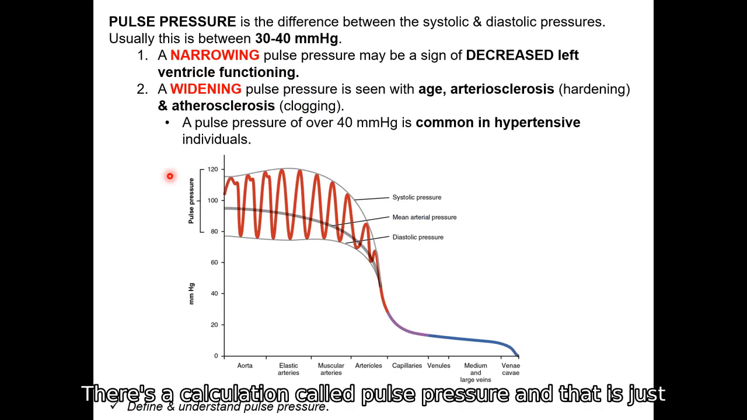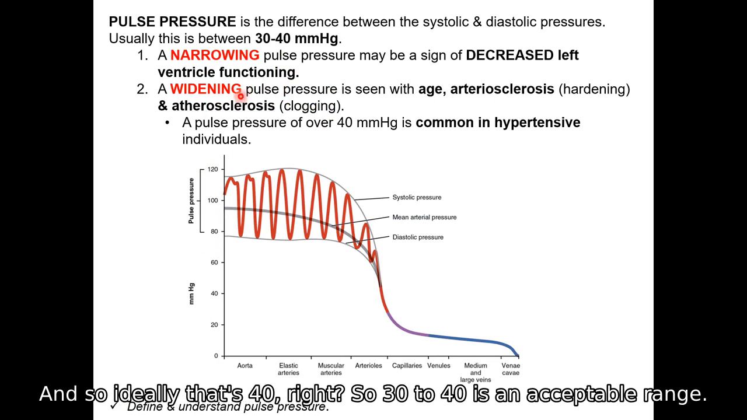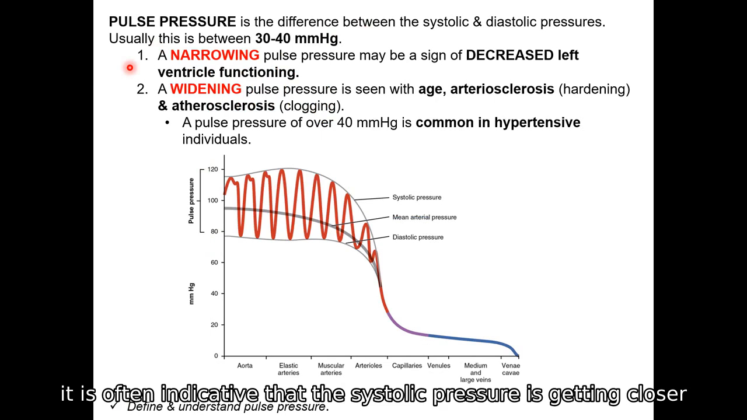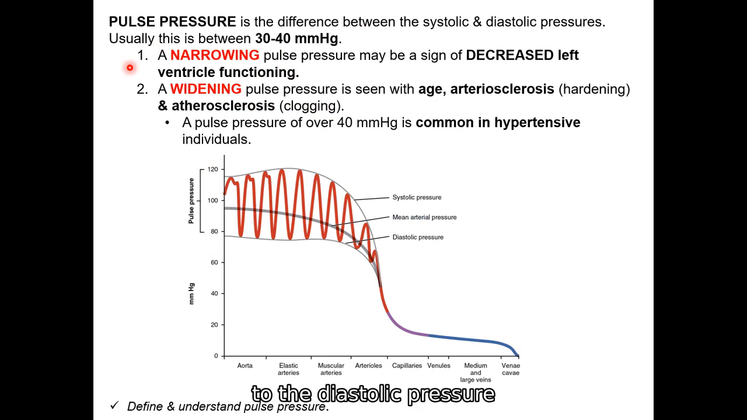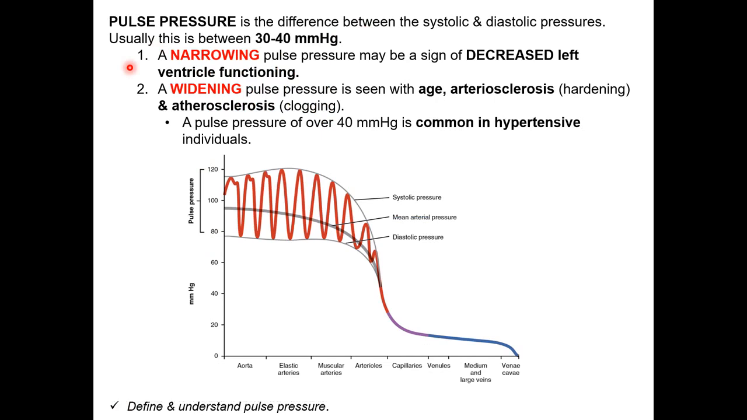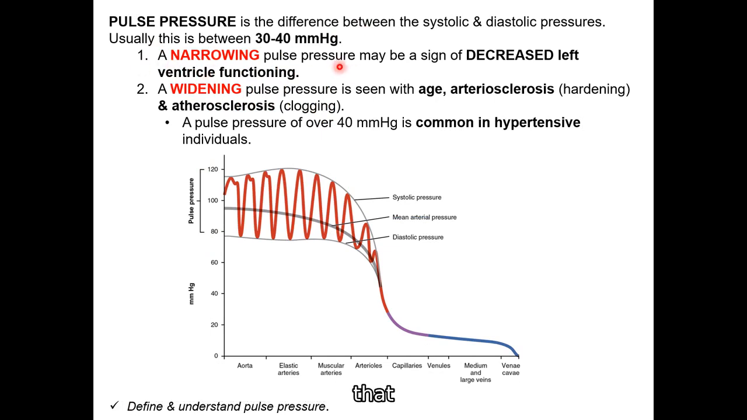There's a calculation called pulse pressure, and that is just the difference between the systolic pressure and the diastolic pressure. And so ideally that's 40, right? So 30 to 40 is an acceptable range. When these pressures start to get closer together, so narrowing, it is often indicative that the systolic pressure is getting closer to the diastolic pressure, because it can show left ventricular heart failure. Okay, so decreased left ventricle functioning. Usually you'll see a narrowing in that pulse pressure.